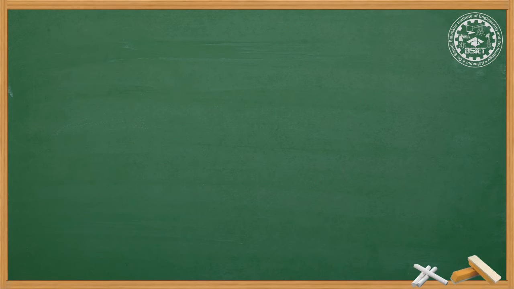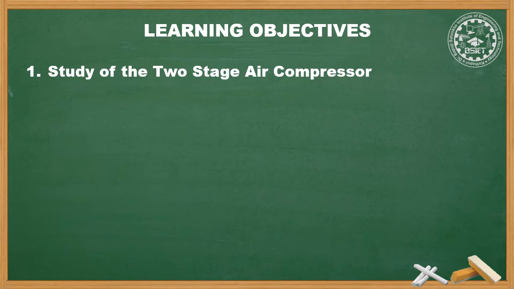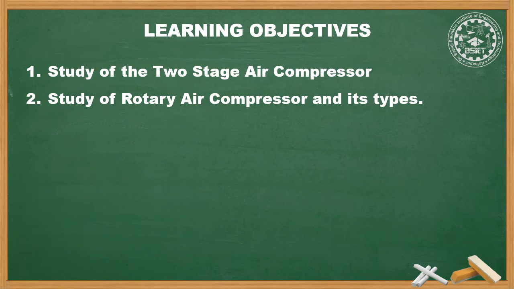The learning objectives for today's session are: number 1, study of two-stage reciprocating air compressor. In the previous session, we completed the single acting and single stage reciprocating air compressor, whereas in today's session we will be completing the two-stage reciprocating air compressor. Second, study of rotary air compressor and its types. The next part of air compressors, that is rotary air compressors, will be studied in this session, along with the various types of it.